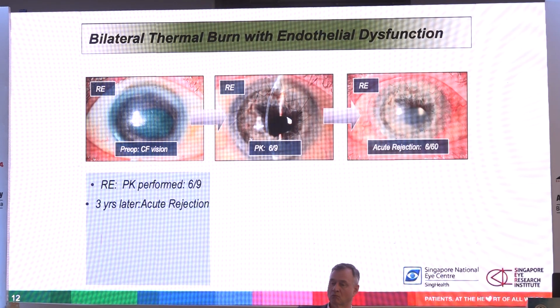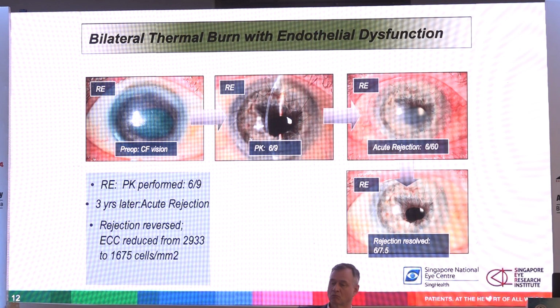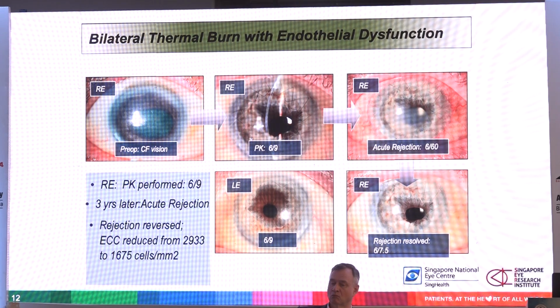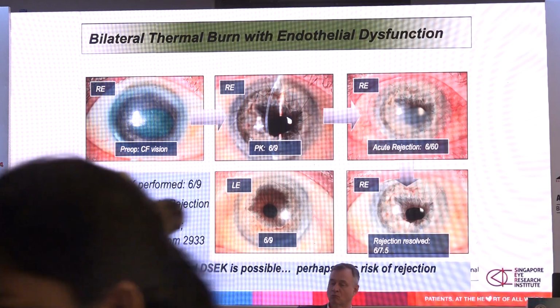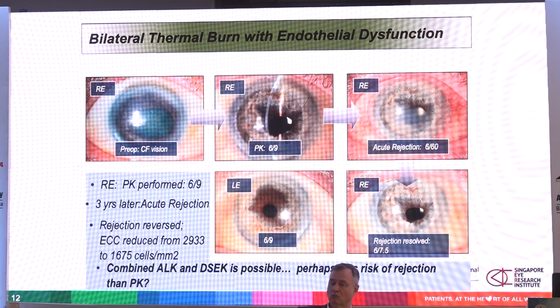3 years later, patient had a rejection. It was reversed, but her endothelial cell counts have reduced to 1,675. At the moment, both are doing fine, but we know that it's a matter of time. Over time, the risk of PK failing is a lot higher. So I think after having done several cases, there is enough evidence now to show that rather than doing a PK, combining 2 lamella procedures have a lower risk of rejection as well.